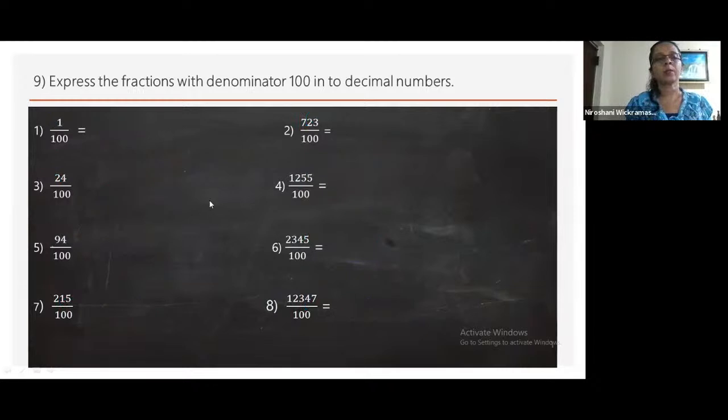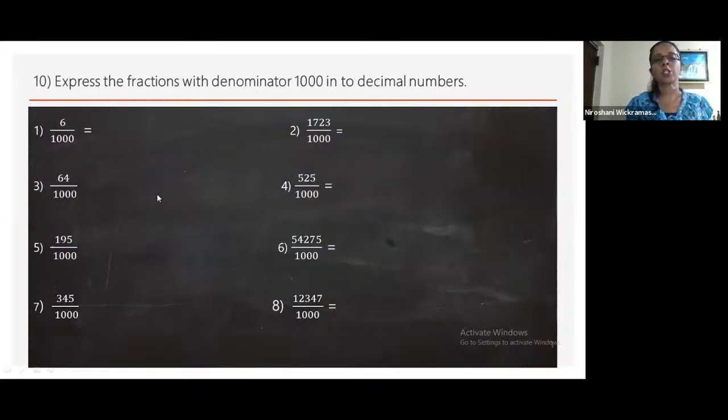Next question, question number 10. Express the fractions with denominator 1000 into decimal number. So what do you have to do here? You can see at the denominator there are 3 zeros. So the decimal place moves 3 places back. Then 1 place, 2 place, 3 places back. 0.006. 1, 2, 3. 1.3. 3 places back.